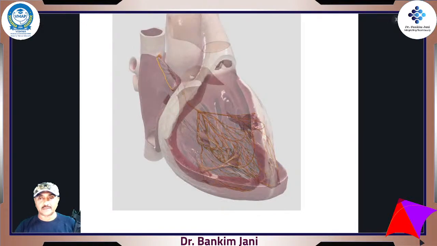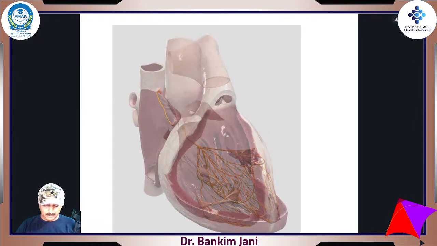This is the conduction system. So we have got the SA node, AV node, bundle of His, Purkinje fibers. All of them. So that's the location of the SA node, the sinoatrial node.